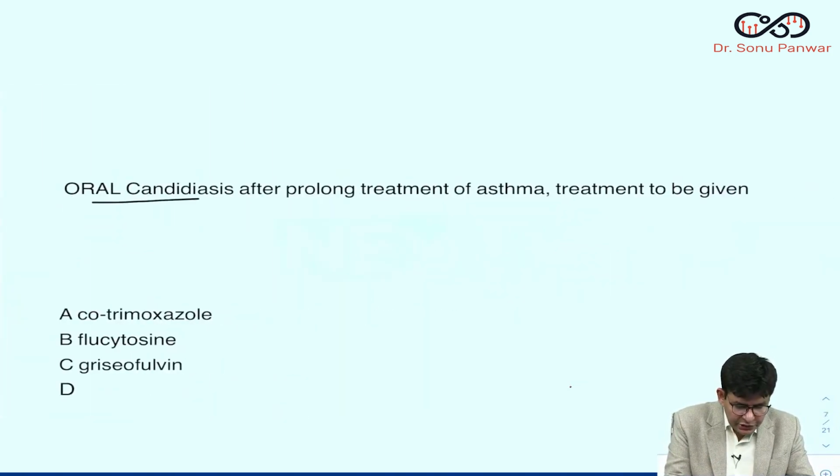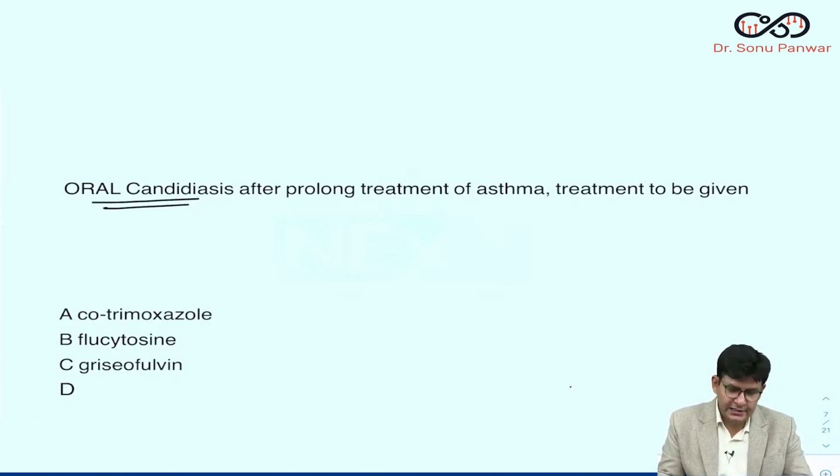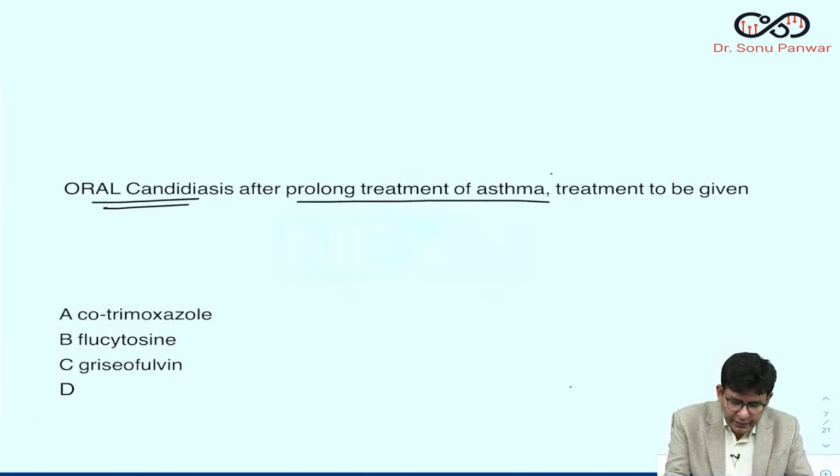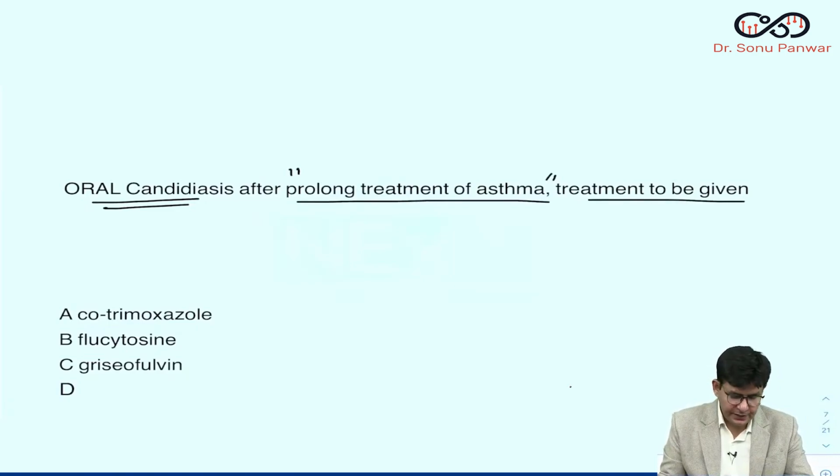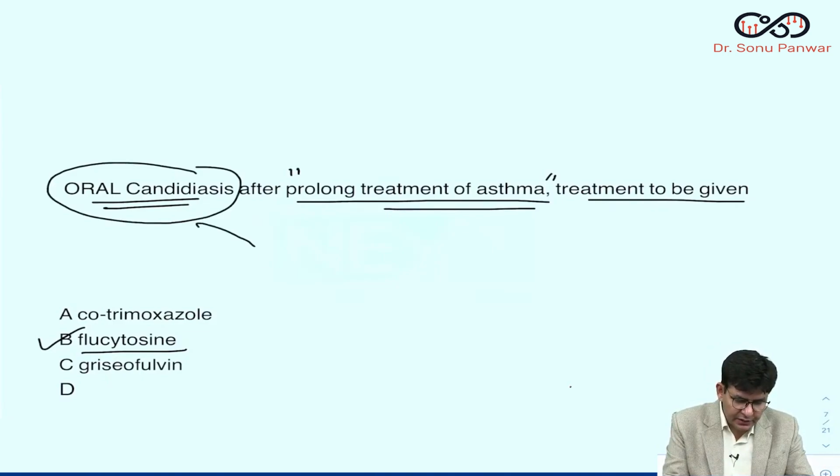Now there was a question, guys, that oral candidiasis is there after the prolonged treatment of asthma, and the treatment was asked. Treatment to be given is... So guys, in this the answer is flucytosine. Okay, if at all that is in the options, flucytosine. Why? Because it's an antifungal drug, and in the treatment of asthma, obviously the fellow has become immunosuppressed and develops this oral candidiasis. For that you will use this particular drug.